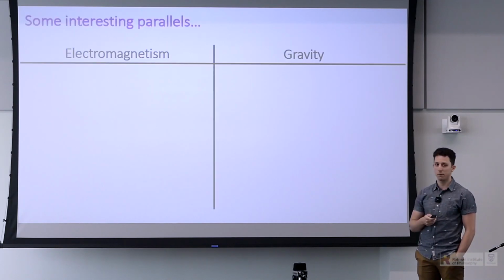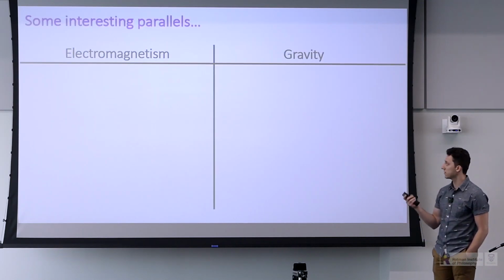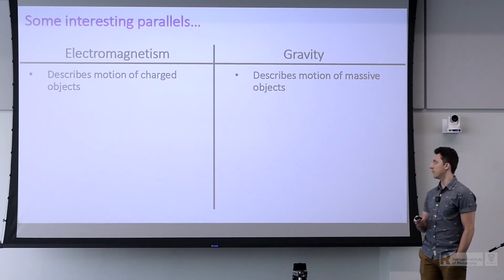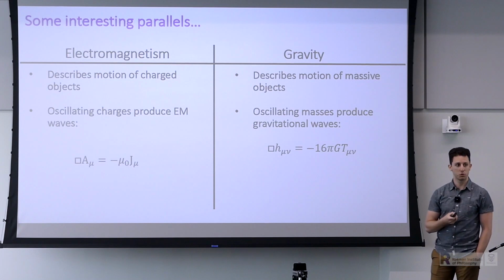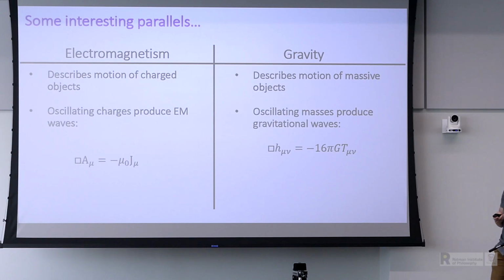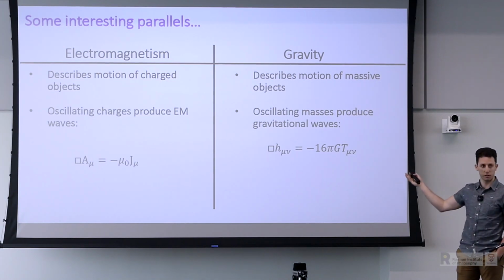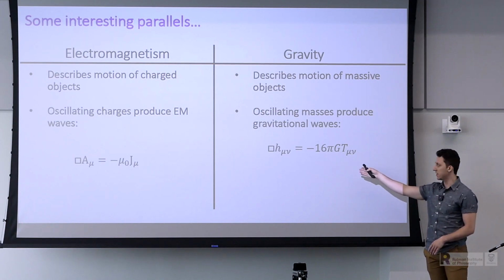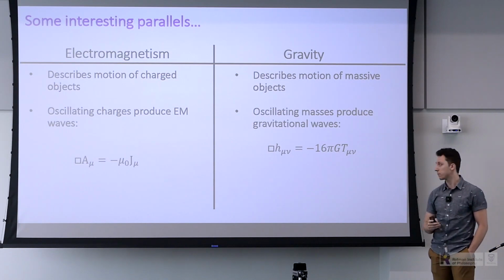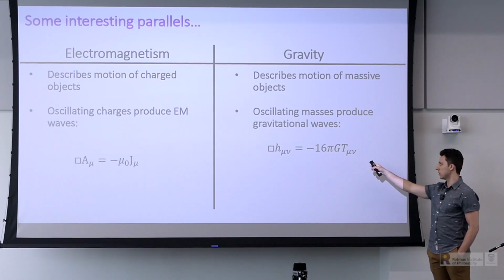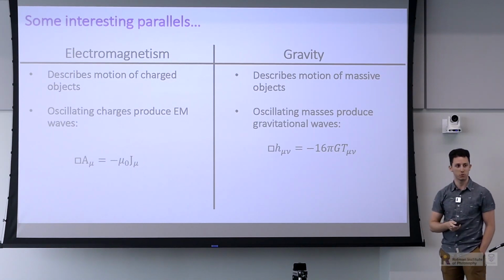Okay? So now let's fast forward to the year 2019. And let's notice some interesting parallels between the theories of electromagnetism and gravity. The theory of electromagnetism describes the motion of charged objects. The theory of gravity describes the motion of massive objects. In electromagnetism, oscillating charges produce electromagnetic waves through the electromagnetic wave equation. And in the theory of gravity, oscillating masses produce gravitational waves through the gravitational wave equation. This is just a linearized Einstein equation, where h_μν is a perturbation to the background metric of spacetime, and T_μν is the source of matter and energy that's sourcing the gravitational waves.